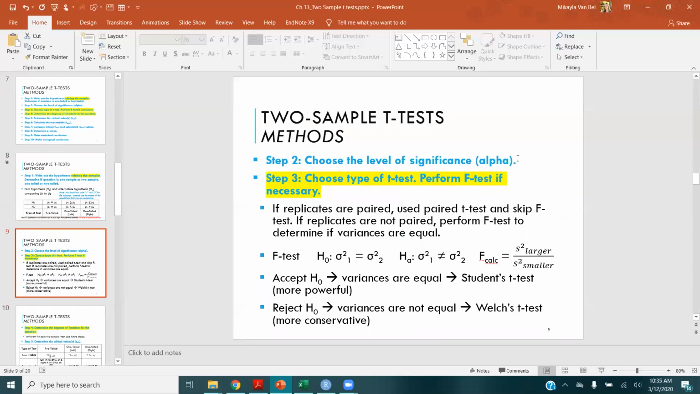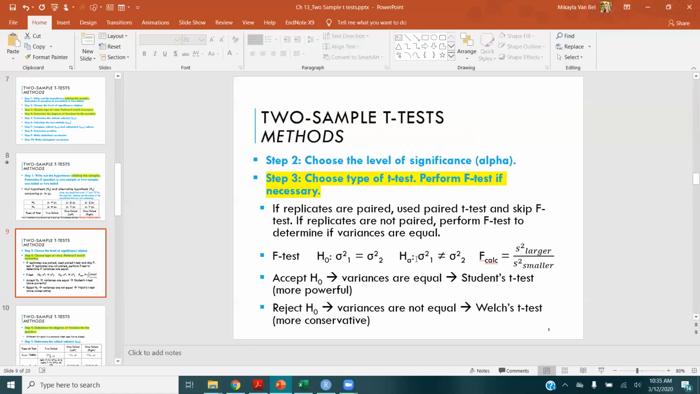Step 2, find alpha. It's usually given. Step 3, choose the type of test and perform an F-test if necessary. If the replicates are paired, we must use the paired t-test and we completely skip the F-test. If they're not paired, we must compare the variances to determine if we will be using a Student's or Welch's t-test. This is a brief reminder on how to do the F-test.